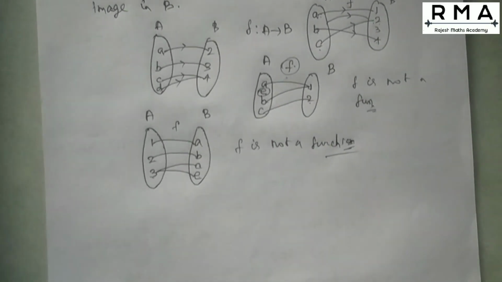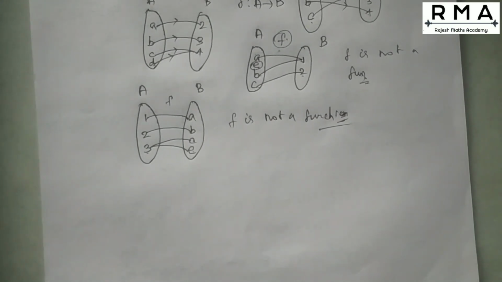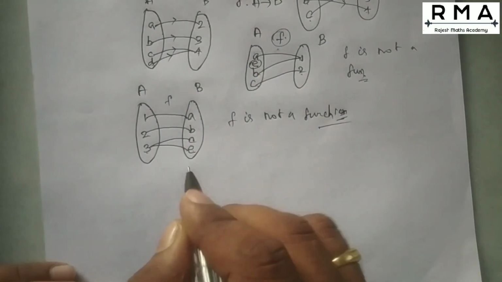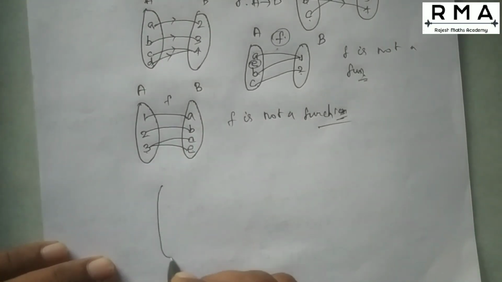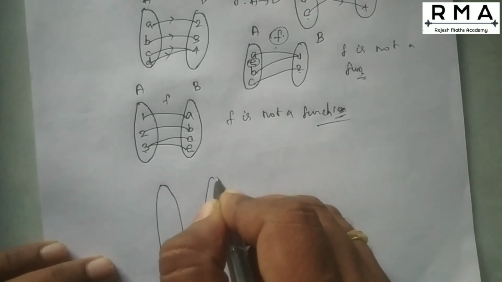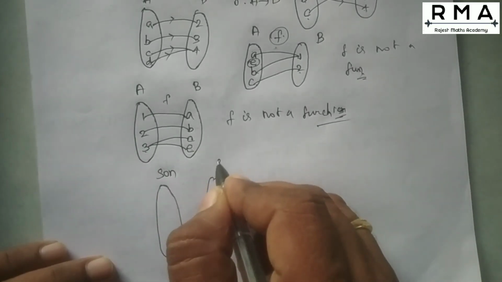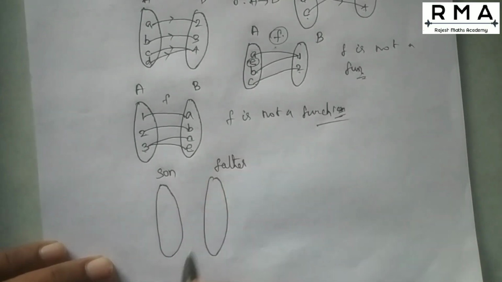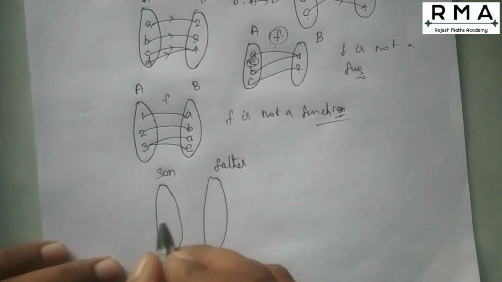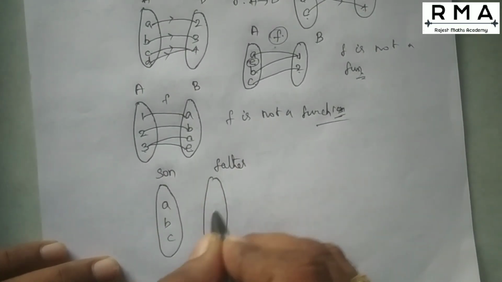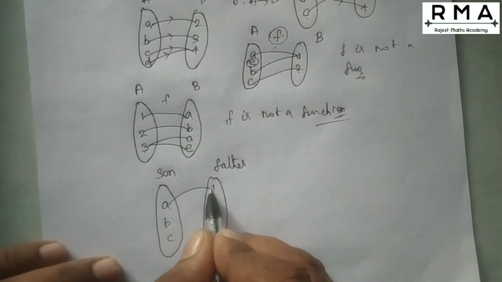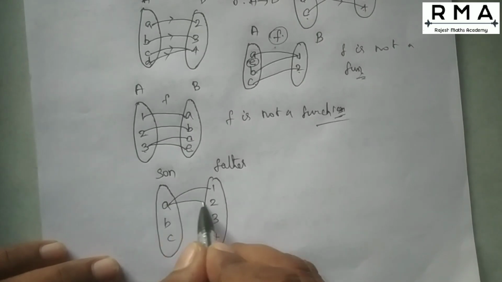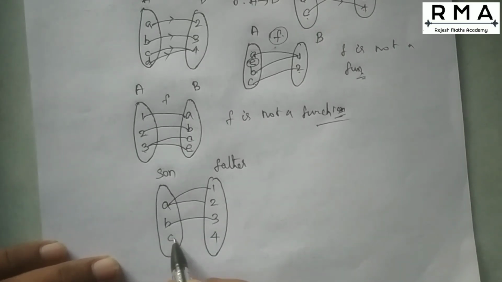Okay, sir, every time I feel confused about which is a function and which is not a function. So I will give an example for that. The first set we keep as son and the second set we take as father. For example, a, b, c and here you can take 1, 2, 3, 4. a is mapped with 1, a is mapped with 2, b is mapped with 3, c is mapped with 4, and 5 is left unmapped.